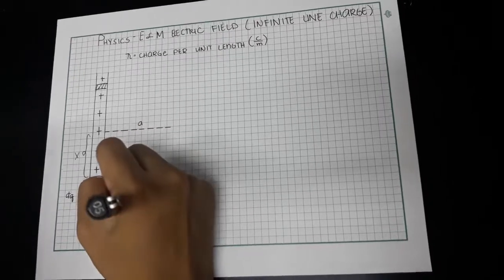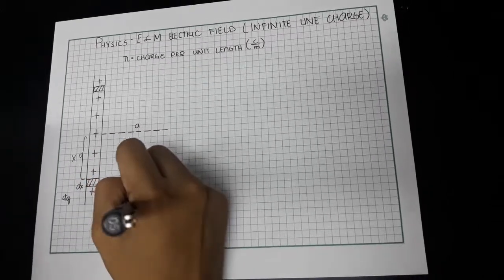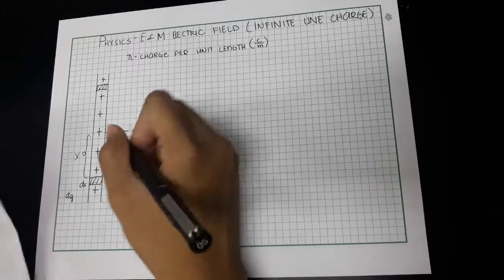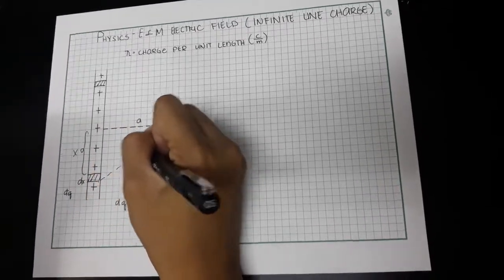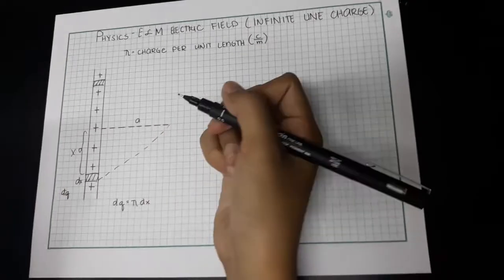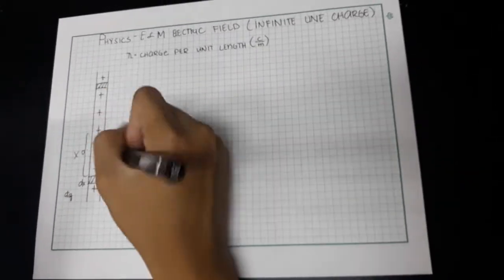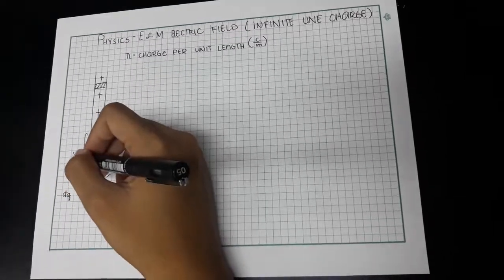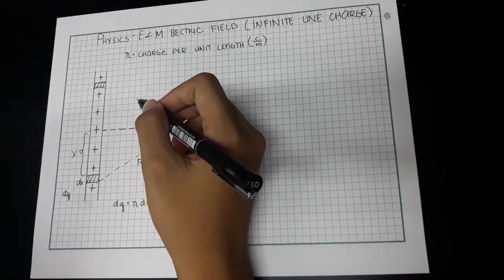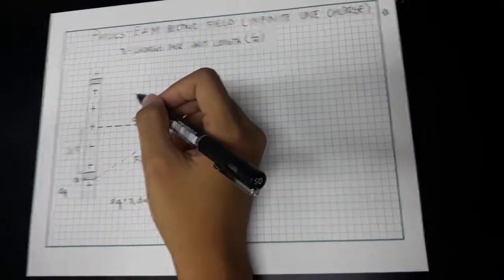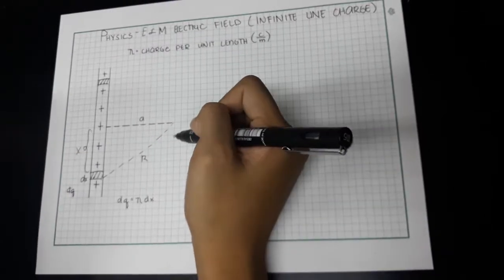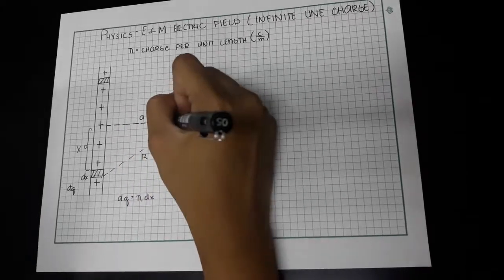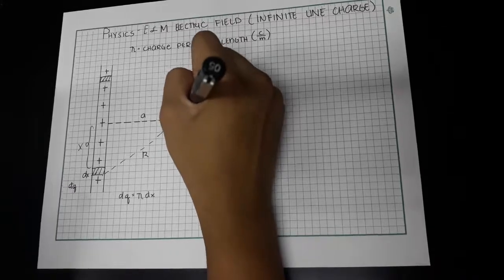Therefore, we can write dq is equal to linear dx. And now let's draw a line from the segment to the point of interest. We call this r, and of course r is related to x and a using the Pythagorean theorem. Now we can say that the electric field experienced at this location due to this small segment is going to be a small arrow of magnitude dE.